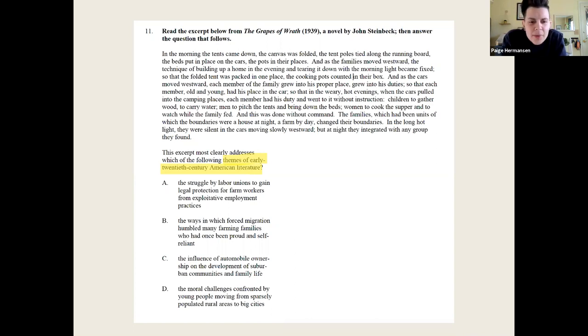I don't know. Anyway, what about answer option C? So we're going to leave B on the bubble as a possibility. C, the influence of automobile ownership on the development of suburban communities and family life.